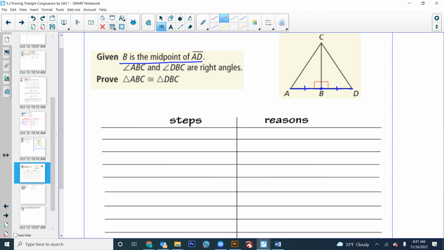Make a plan. ABC and DBC are right angles. Did they tell us they're congruent? No. So we need to make a connection between saying they're right angles to saying they're congruent, because it doesn't count as an A or an S until you've said that they're congruent. All right, let's start. And just to finish off our plan, we see two triangles like this.